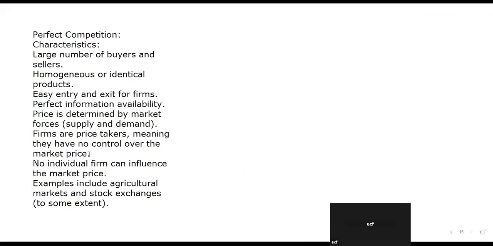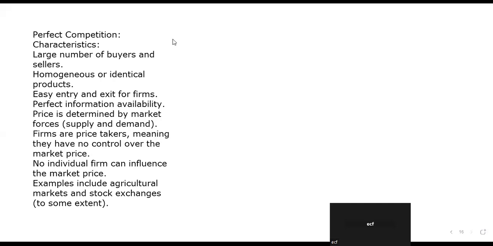And so being price takers, meaning they have no control over pricing, and there is no individual who can influence the market price. So individuals are price takers. Examples are agricultural markets, stock exchange, because the goods in this market structure are the same.